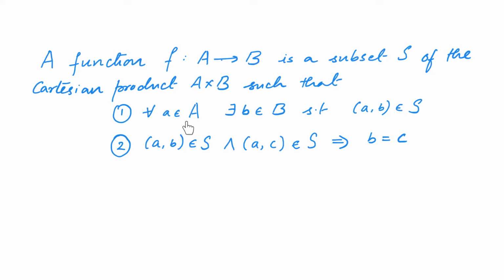The first property says that the function is defined for every element in A. And the second property says that for each value in A, there is only a unique value in B. And these two properties are captured by this abstract definition.